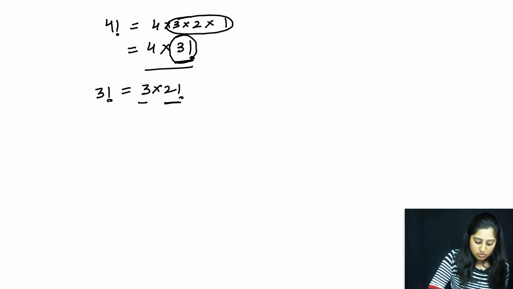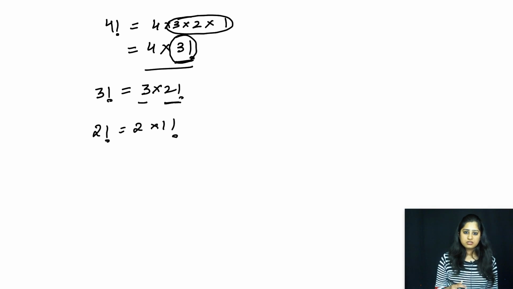So now for 3 factorial we are done. For 2 factorial, I can write it like this: I can write 2 factorial as 2 cross 1 factorial.